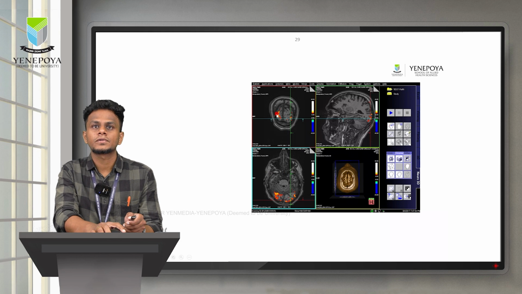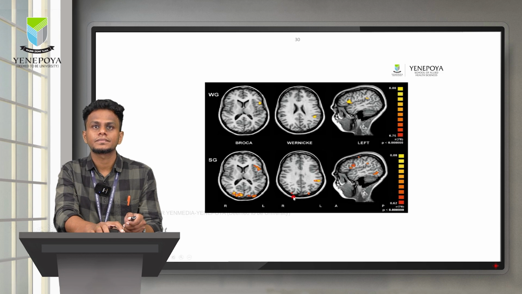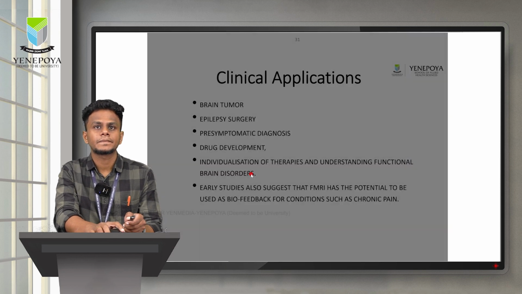Again, this is the visual cortex activated. Visual is in the occipital area, so whenever the patient is seeing something, this occipital area will be active. Again, you have Broca's area and you have Wernicke's area activated.